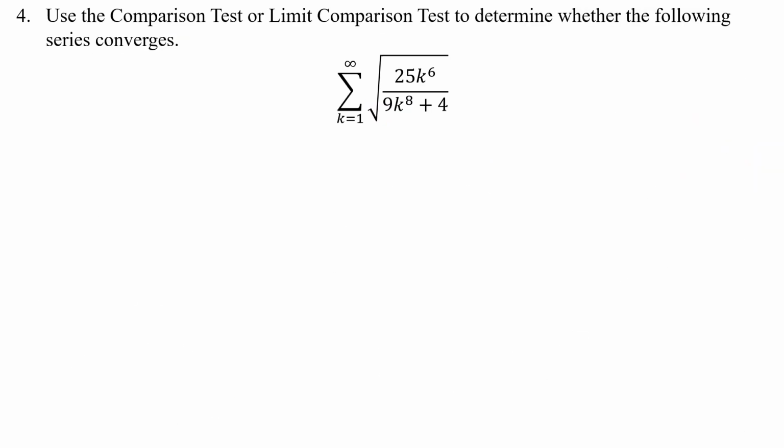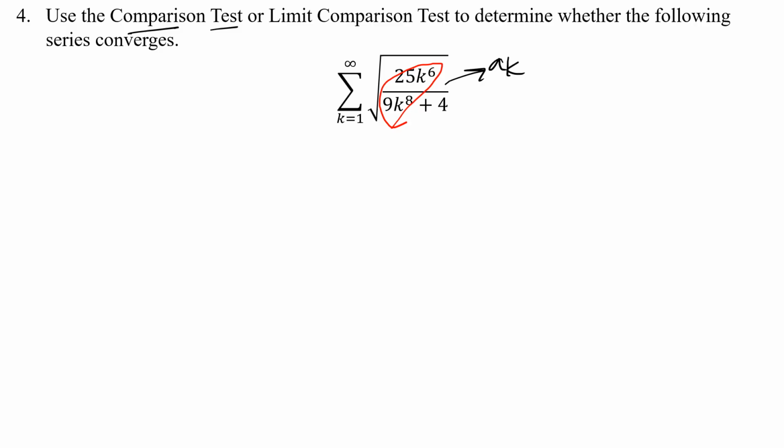All right, so let's suppose we have this series, okay, summation k going from 1 to infinity of the square root of 25k to the 6 over 9k to the 8 plus 4, okay? So again, we're going to use a comparison test. So we're going to see how can we compare our a sub k to another function b sub k, all right? So again, what we're going to do is just let our b sub k be just this first piece here, okay? So we're just kind of taking our first degrees, right? Our leading coefficients and the degrees of each of those.